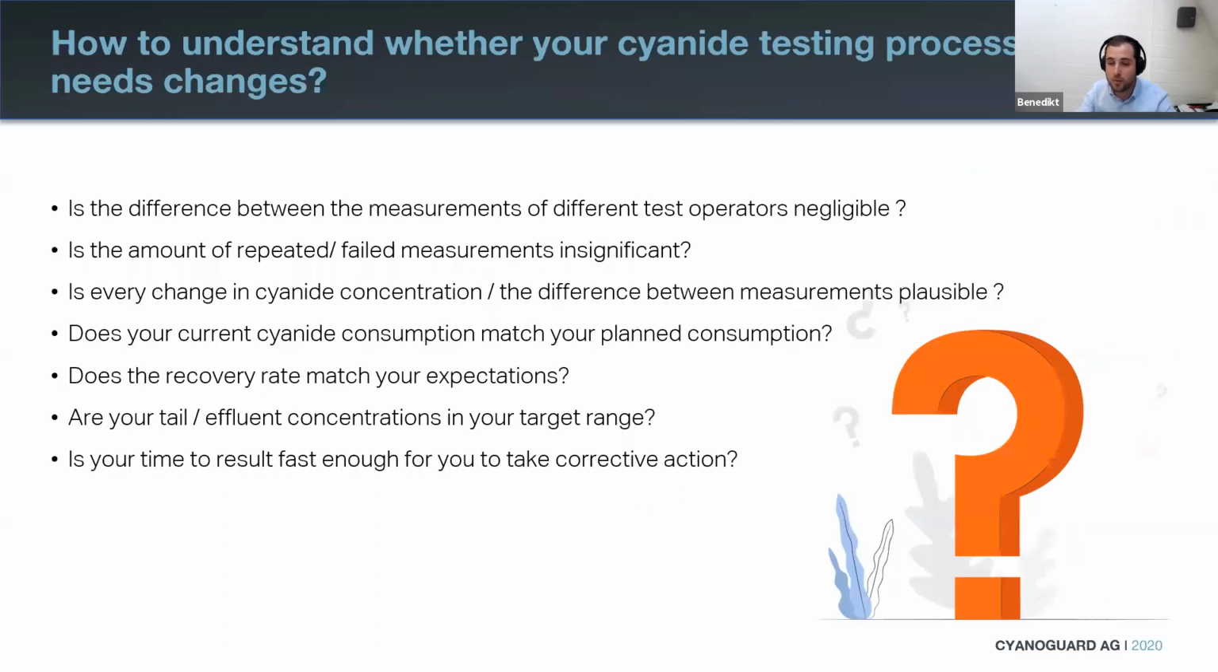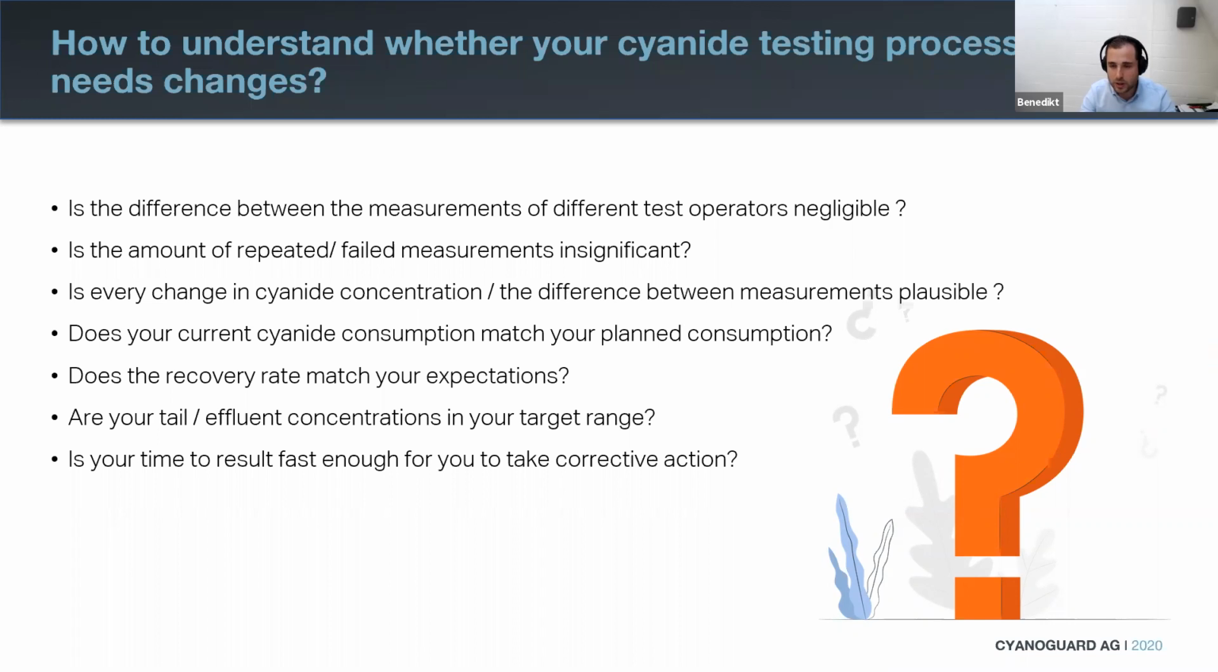of questions that operators and managers can go through to understand whether their cyanide testing process requires changes. The most important ones, in the top line, are to understand whether your actual cyanide consumption matches your target consumption, and on the other hand, whether your gold recovery rates also match your targets. Because if that's not the case, it's very likely that there is an issue with your cyanide concentration, because it's one of the most crucial factors in the leaching circuit.